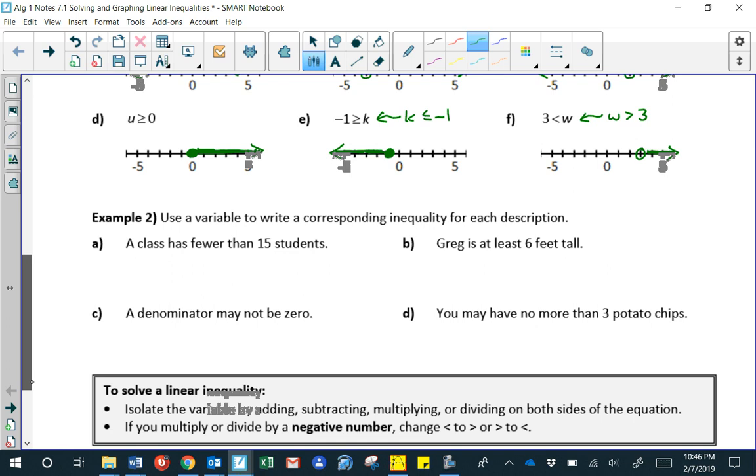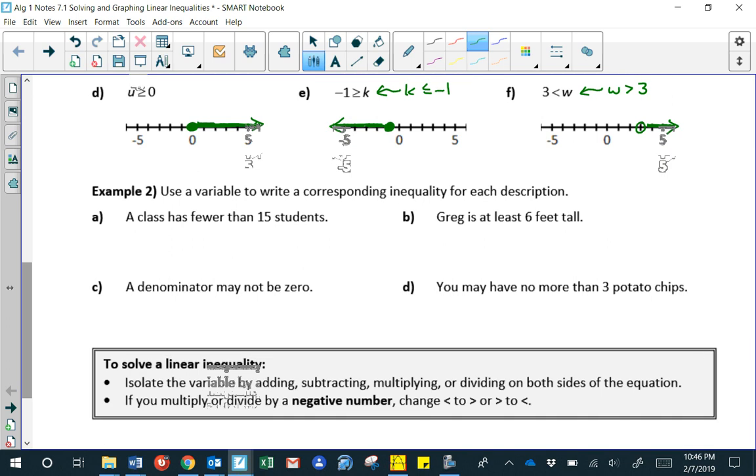In example 2, we'll translate some statements into an inequality. A class has fewer than 15 students. So this class cannot have 15 students in it, so we know it's a strict inequality. In fact, the class has to have less than 15 students. So I might say S, which could stand for the number of students, is less than 15. In B, Greg is at least 6 feet tall.